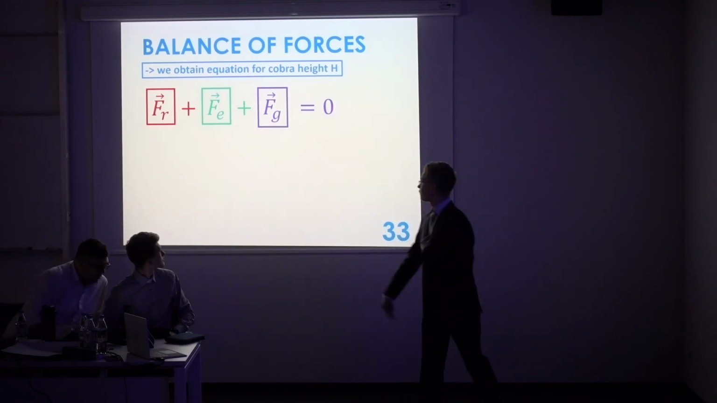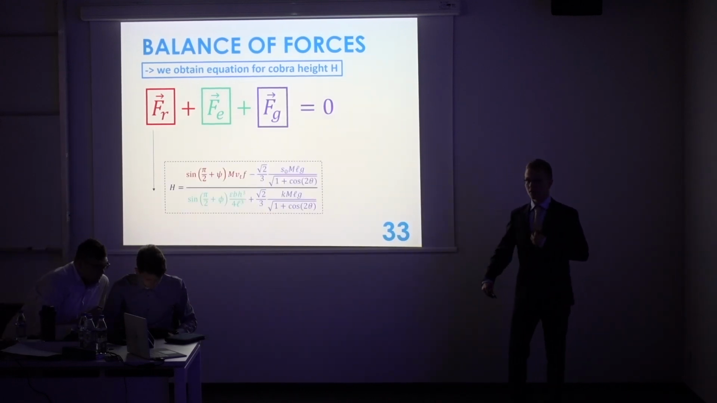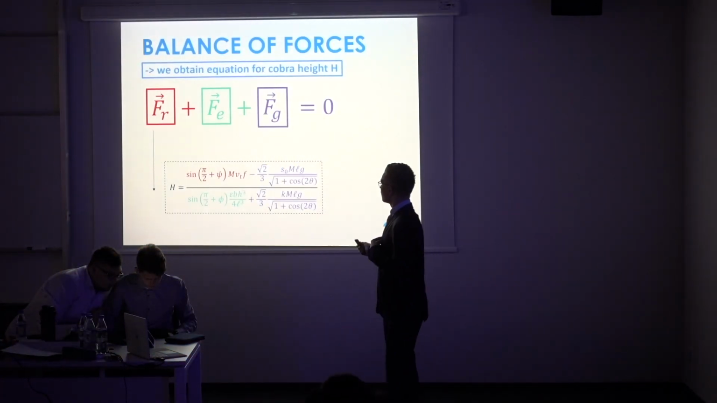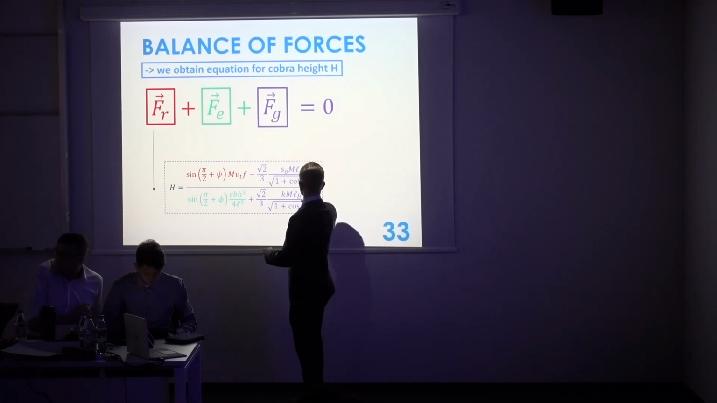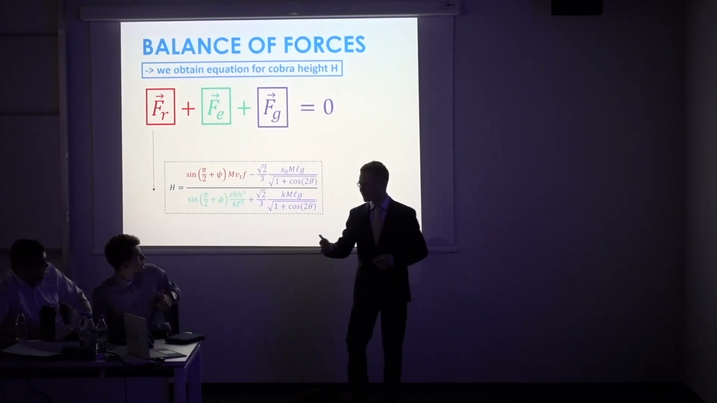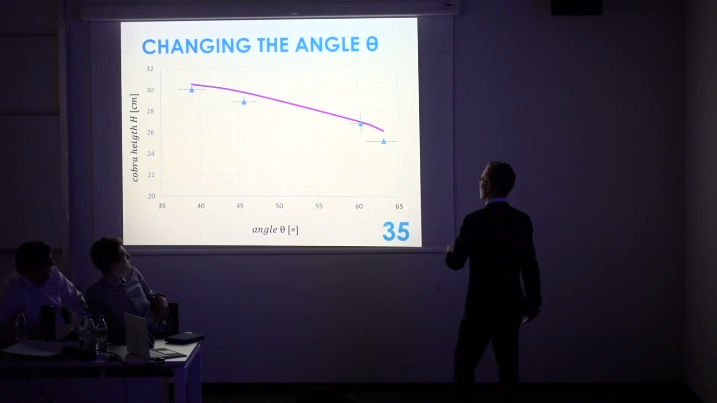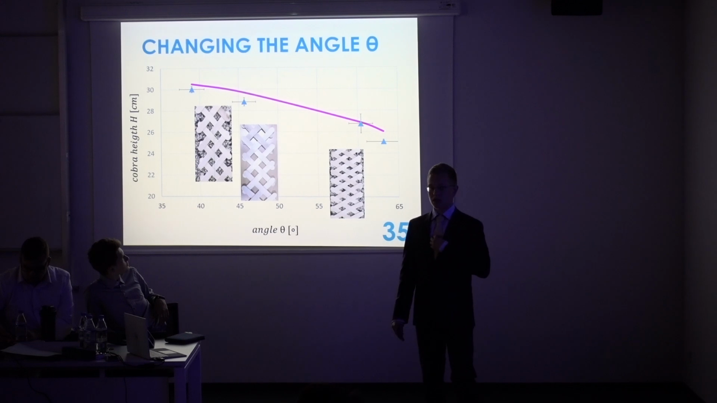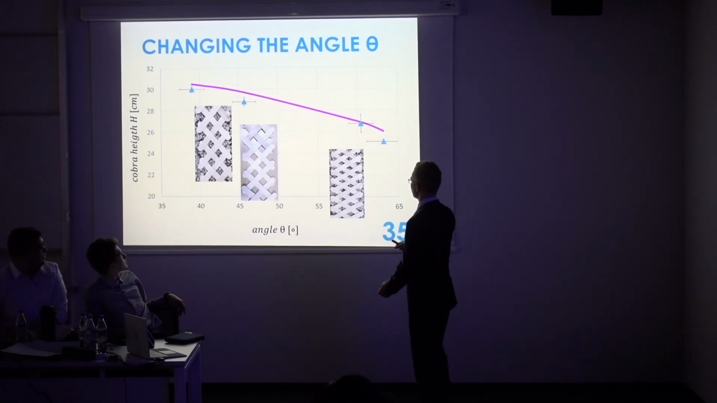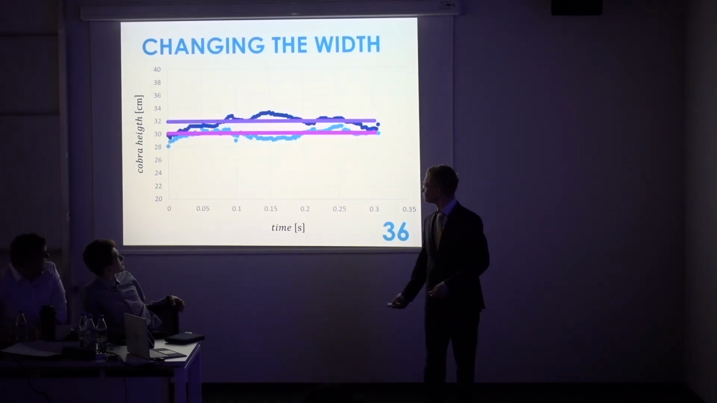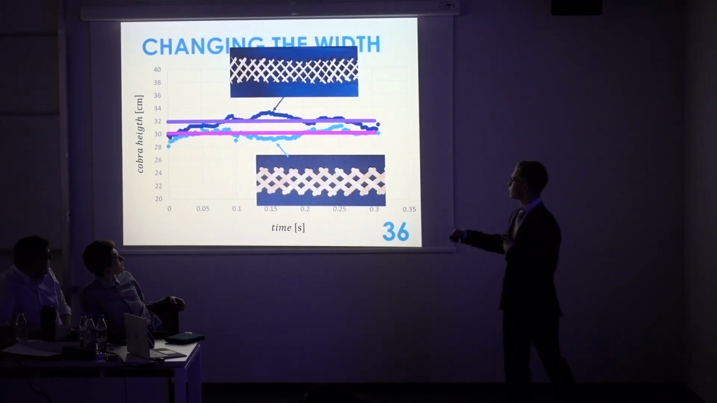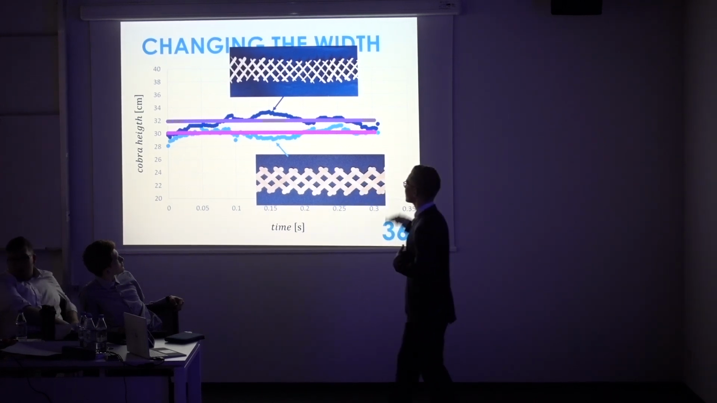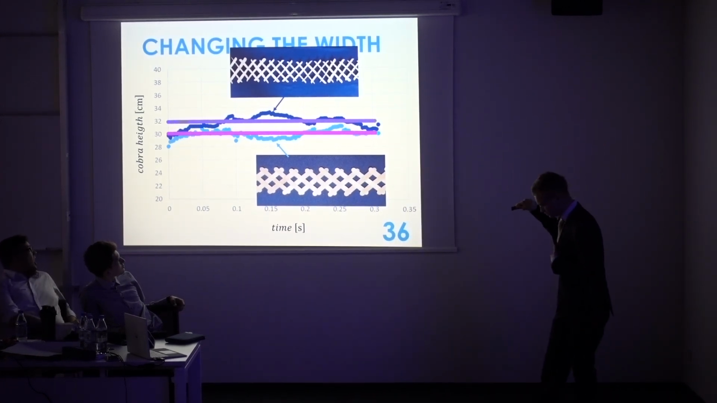We will demand the balance of forces and arrive at such a formula for the height. When we compare this with our experiments, this formula is dependent on the geometry of the cobra through the angle theta I mentioned in the beginning. So when we look at the dependence on the angle theta, we arrive at a good correlation for the different thetas. And then we can also change the width of the cobra, which also affects the formula I have displayed, and we arrive at a correlation.